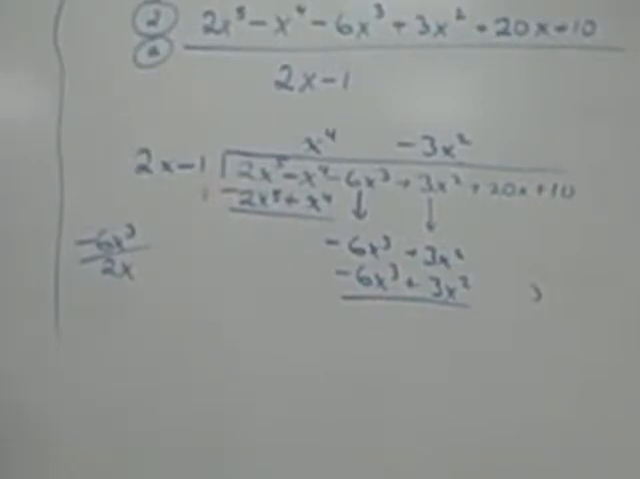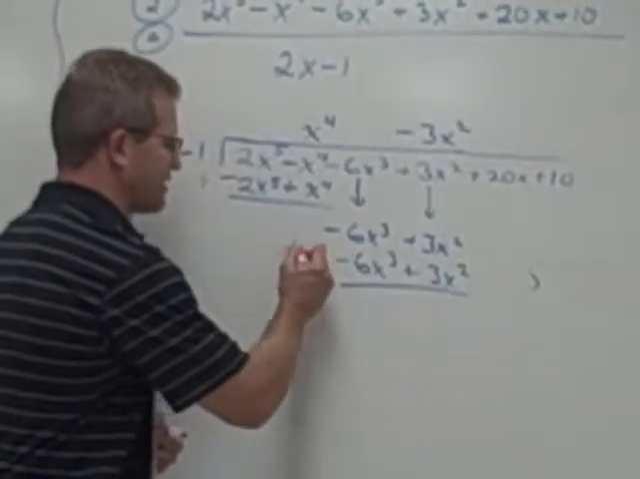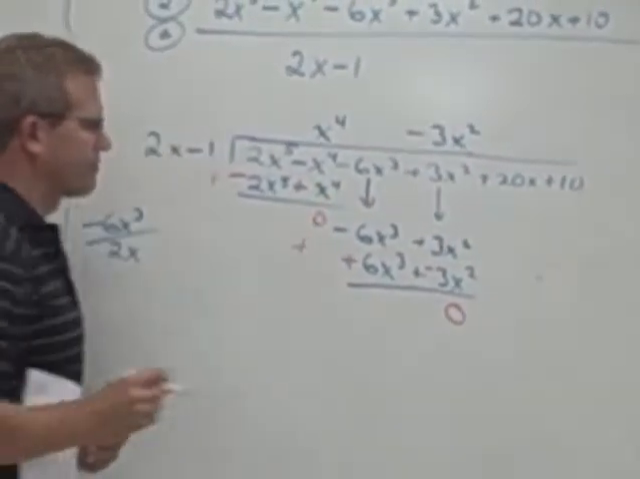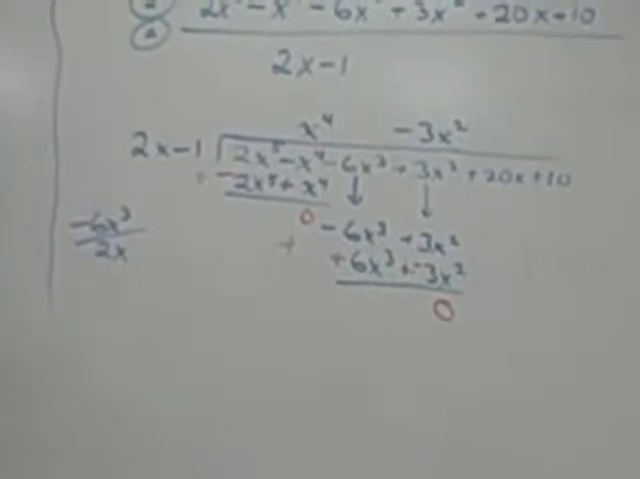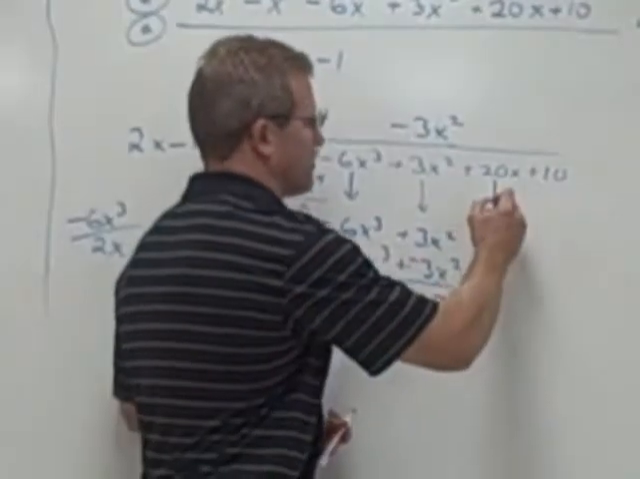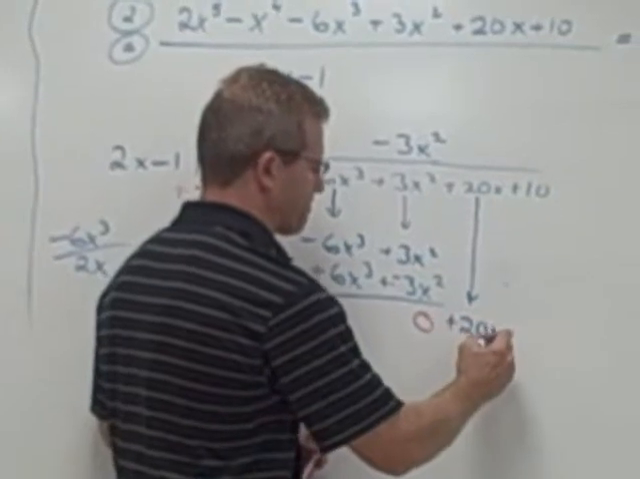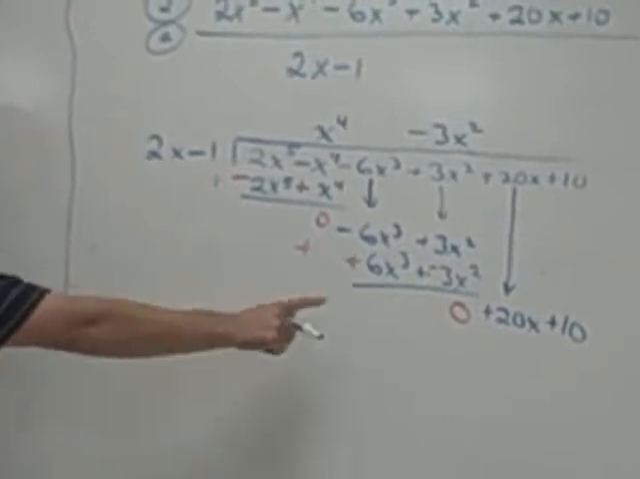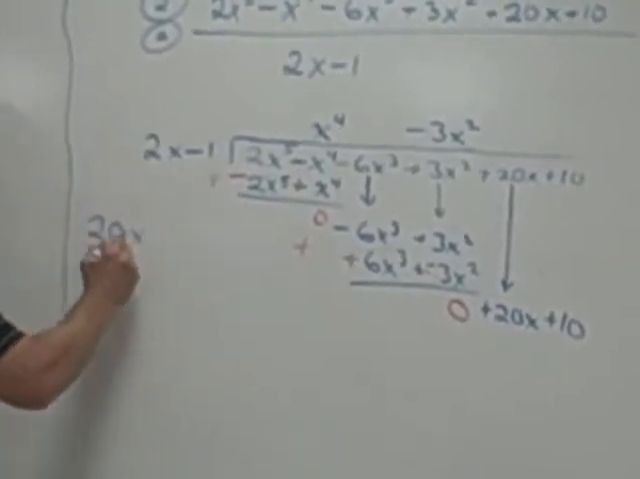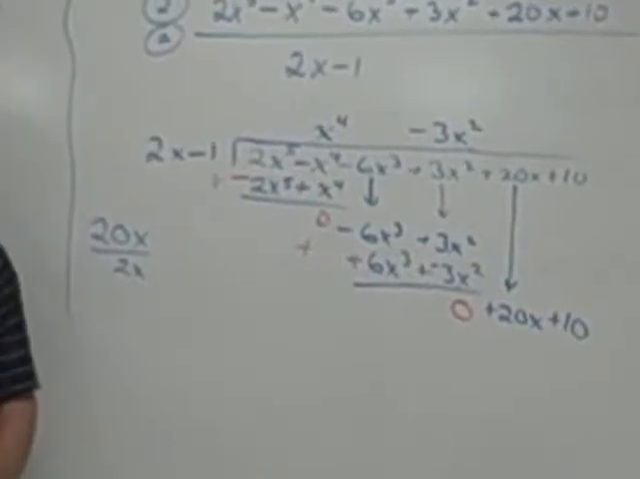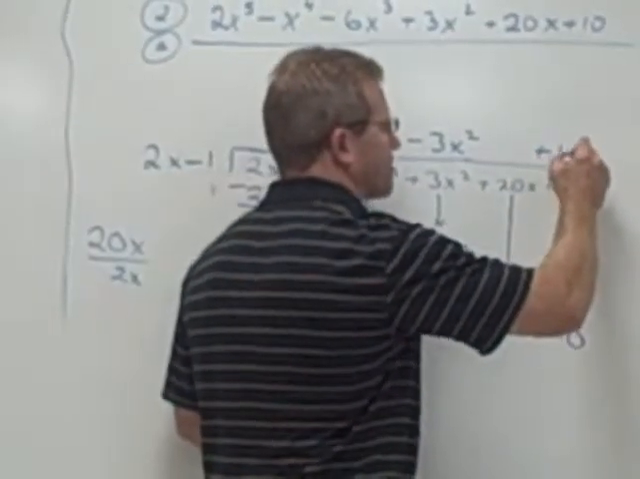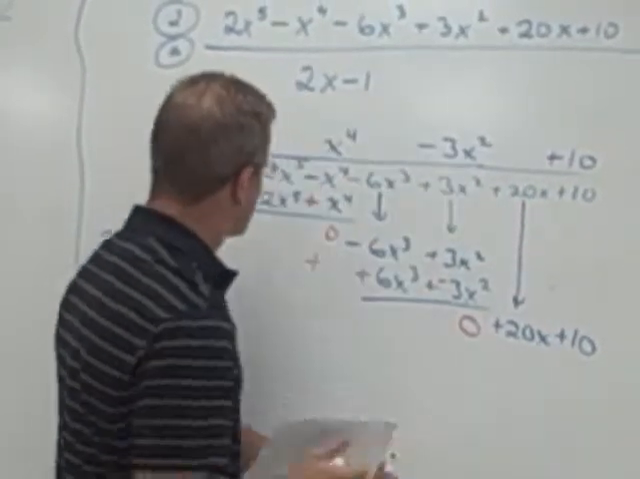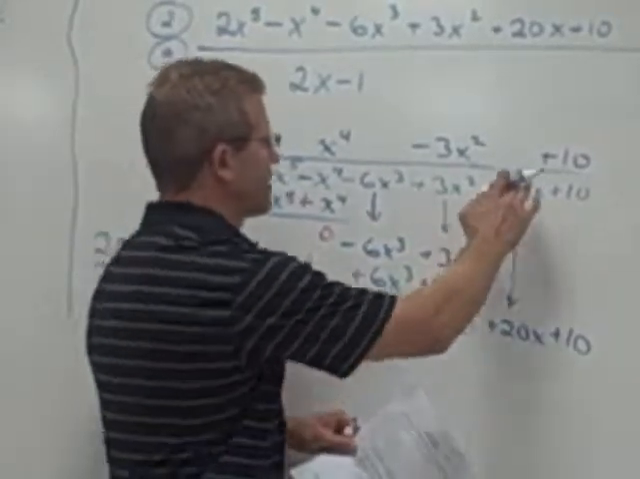There we go. Again, we're going to subtract or add the opposite. So when you add and change the signs, you're going to get a remainder of 0 again. Same thing we got up here. When that happens, instead of bringing down just the next term, bring down the next 2 terms. So bring down the 20x, bring down the 10, go through the same process, take 20x divided by 2x. Positive 10, so we have a plus 10 here. Multiply 10 times minus 1 is minus 10. It should be negative. Should be negative 10.